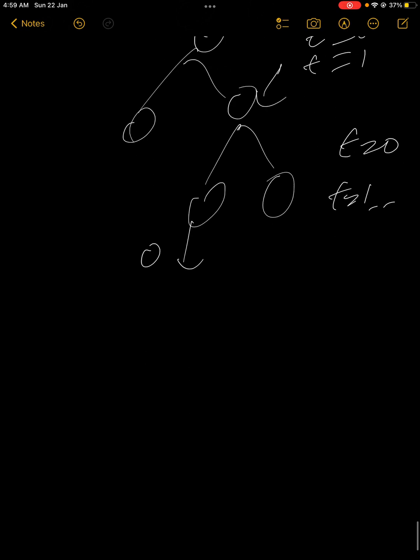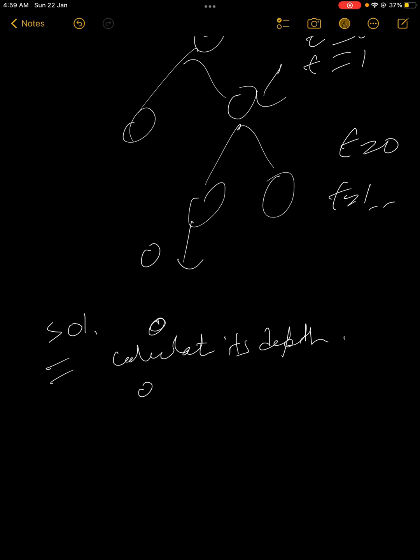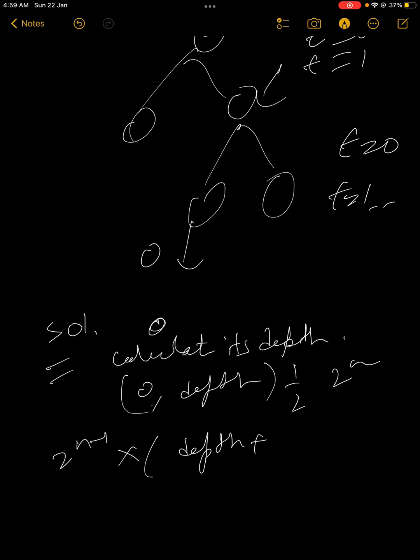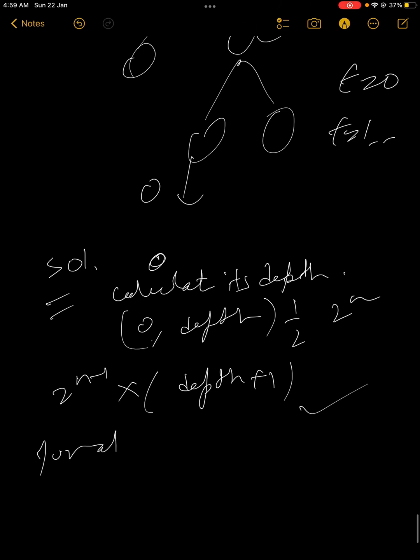So our final solution would be: for any node, calculate its depth. Then, as we know, up to that depth it has 50% chance, which means half of the total number of possible ways, so 2 raised to power n, halved. So for 0 up to this depth we have to add this much to our answer, that is 2 raised to power n minus 1 times (depth plus 1). That's it. This is our answer, and we have to calculate this for all nodes.